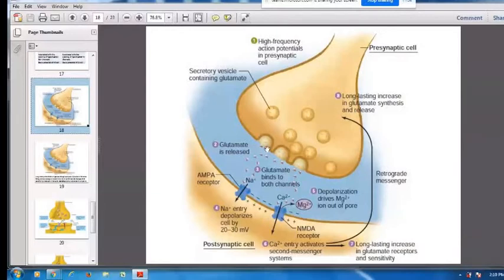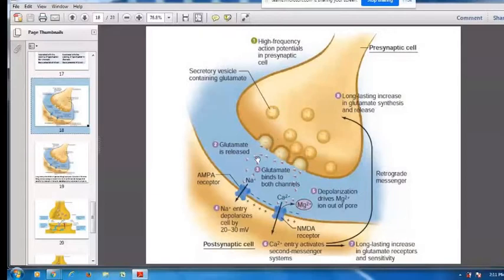In the presynaptic cell, a high frequency action potential has come. When a high frequency action potential comes, what happens? Calcium entry occurs. Then there is exocytosis of the neurotransmitter, isn't it? You already have this knowledge from your first year physiology classes: as soon as the action potential comes, the calcium channel opens, calcium entry occurs, then exocytosis of the neurotransmitters occurs. Up to here is clear?